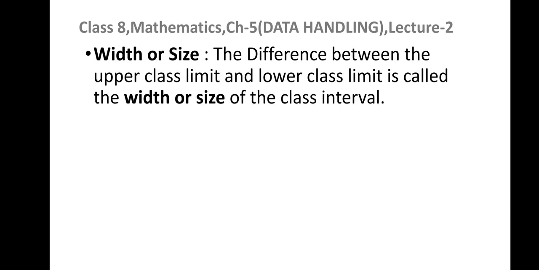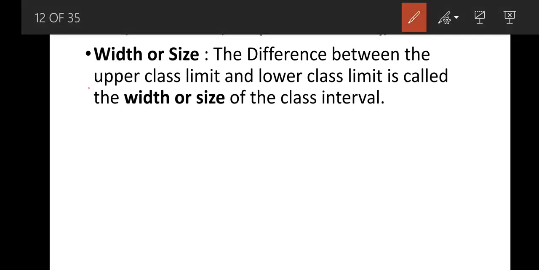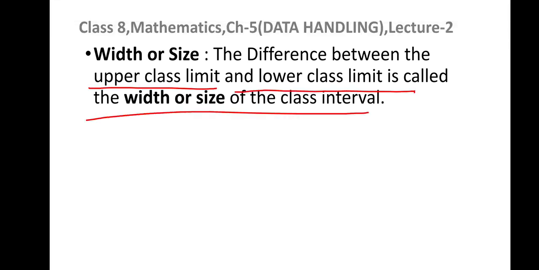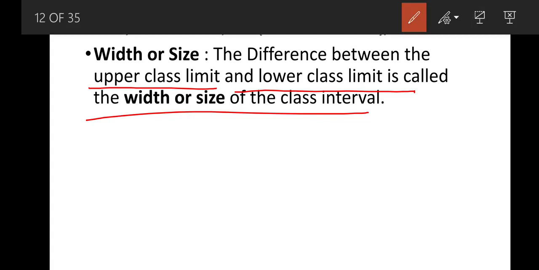What is this width or size? The difference between the upper class limit and lower class limit is called the width or size of the interval. Suppose we have taken the interval 20 to 30, I need to find the width or size of the table. Then the upper limit is 30. 30 minus 20 will give you 10. So 10 is the width or size of the given distribution table.